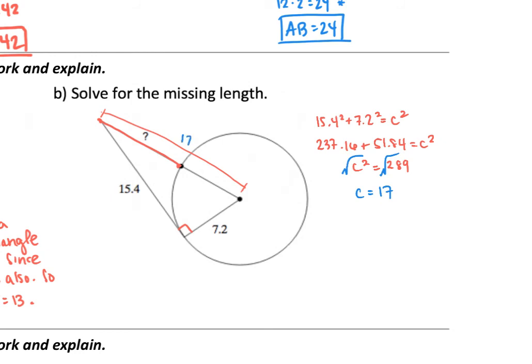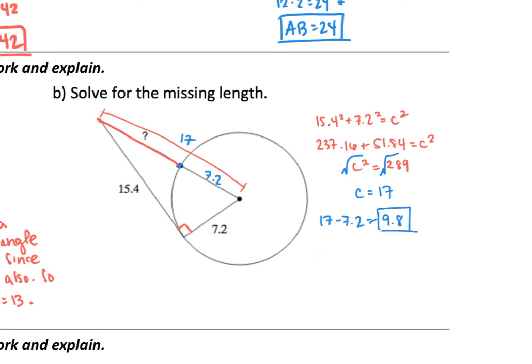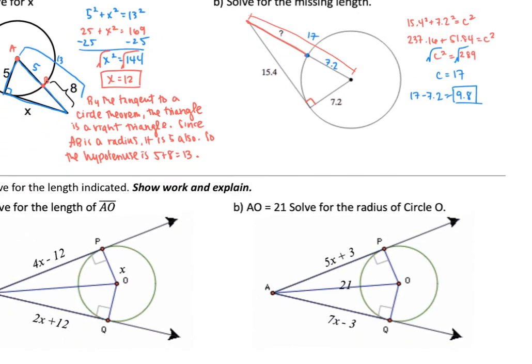So that represents the whole hypotenuse, but we don't want the whole hypotenuse, we only want from here to here. So this is a radius, so we're just going to subtract. 17 minus 7.2 is 9.8. So I'm not going to explain this one because it's kind of the same as the previous one.